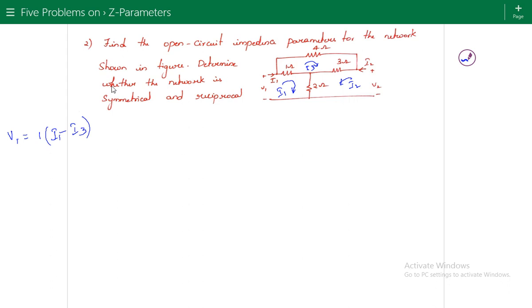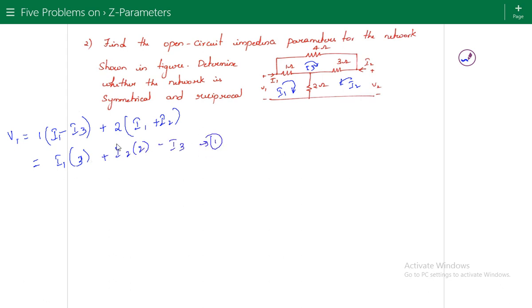I3 is flowing in the opposite direction. Plus the voltage drop across this 2 ohm resistor: 2 into the current flowing through it, I1 plus I2, because both currents are entering in the same direction. So I get I1 into 1 plus 2, which is 3, plus I2 into 2, minus I3. This is equation 1.